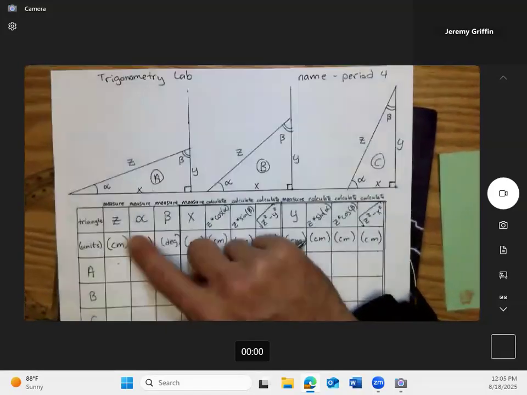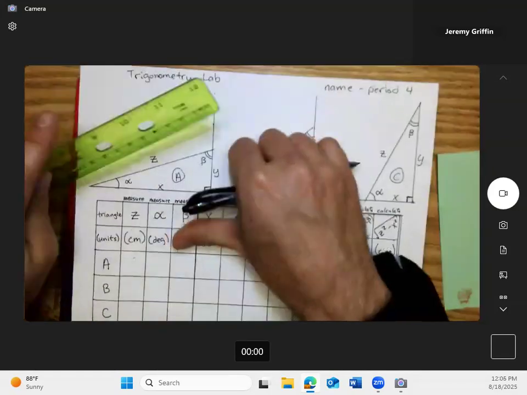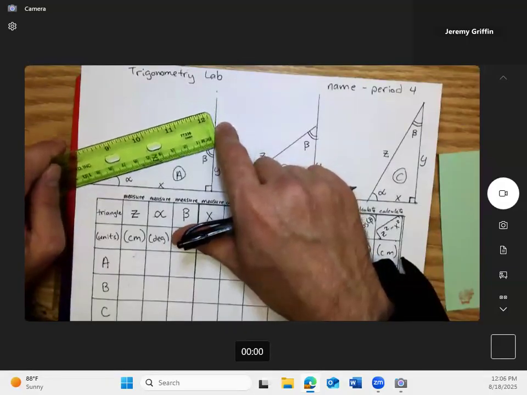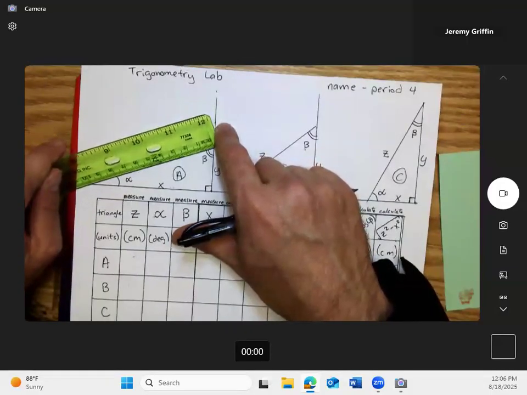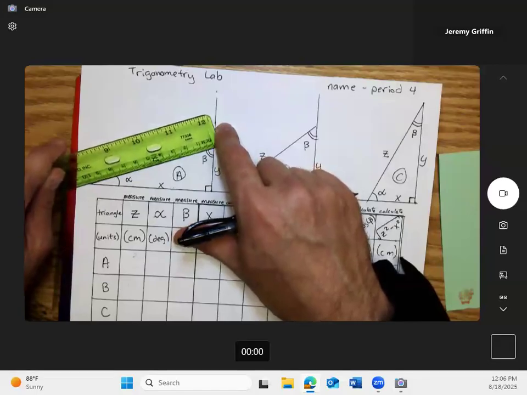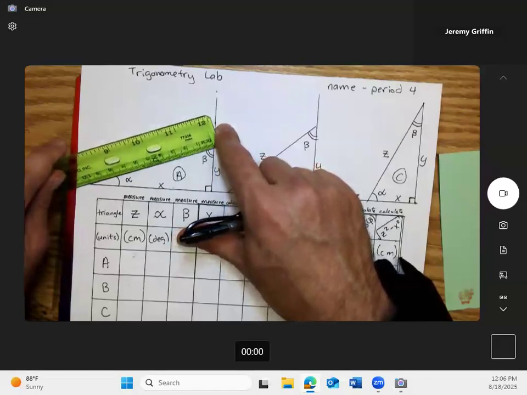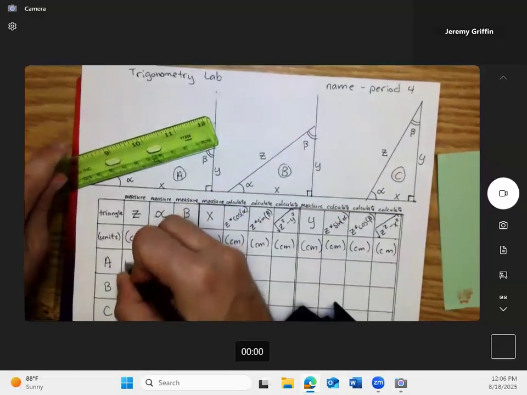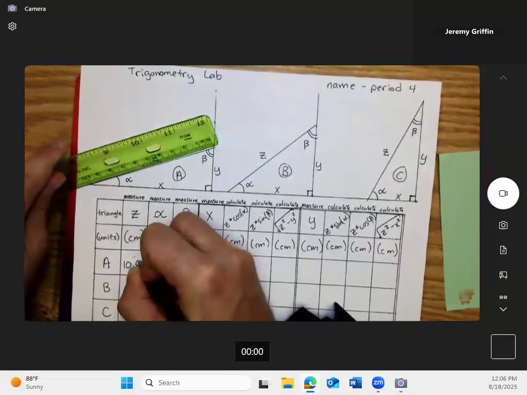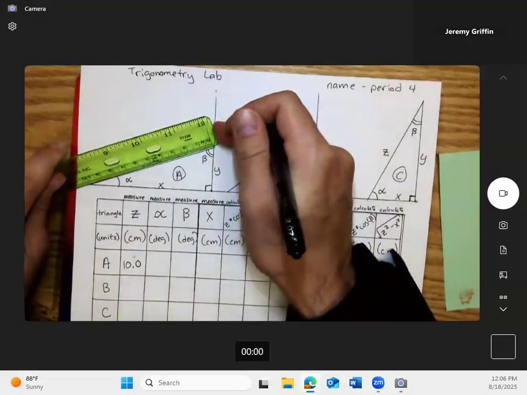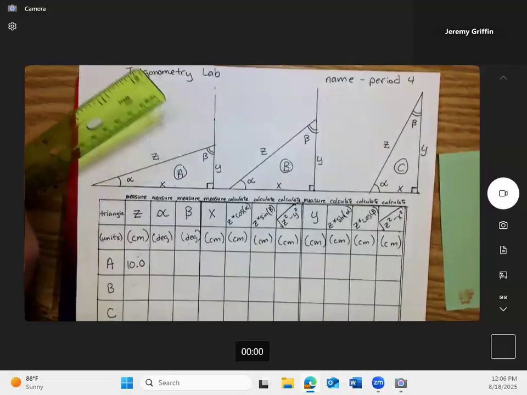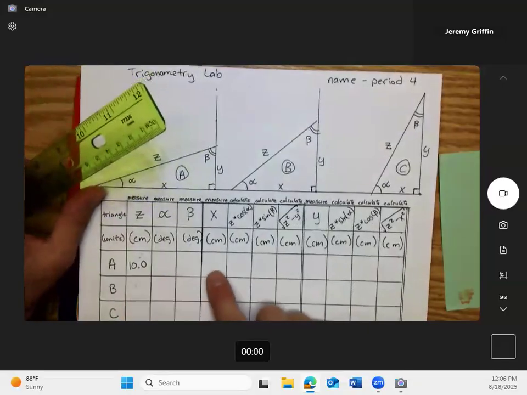Let's make some measurements. So Z, what is side Z? Guys, make sure you're using, what are you using this class? Centimeters or inches? Centimeters. So use centimeters, not inches. Now, mine is exactly 10 centimeters long. Oh, that was lucky. So I'll call this 10.0 centimeters. Now yours is probably different, so whatever yours is, use that. I got my ruler out and I'm going to measure the other sides.